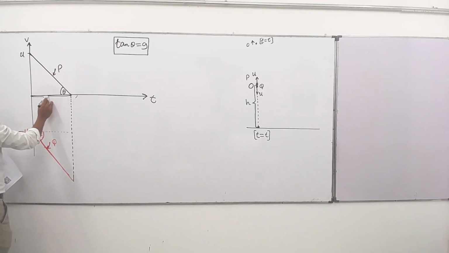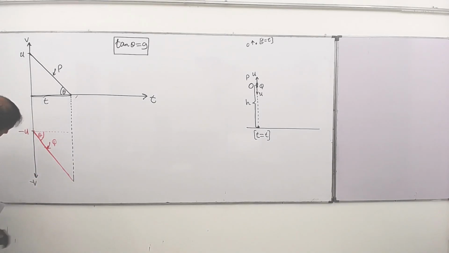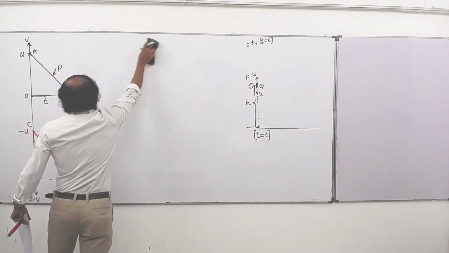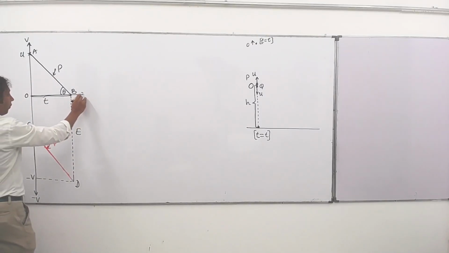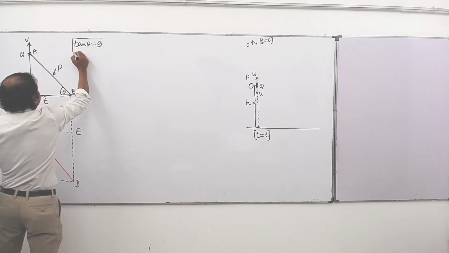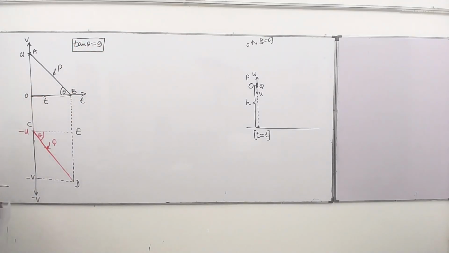I take this time as t, as given. Then the negative axis of the velocity is the minus v axis. When particle Q reaches the ground, I take the velocity as minus v. Now I take these points as O, A, B, and let us take these as C, D, and E. This way I can name them. Tan theta is g.